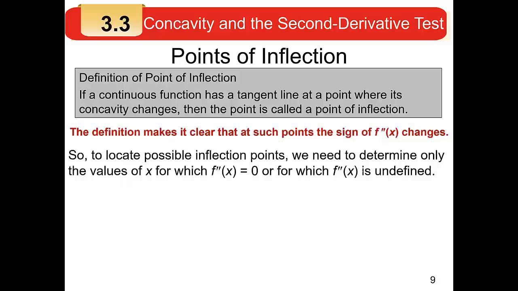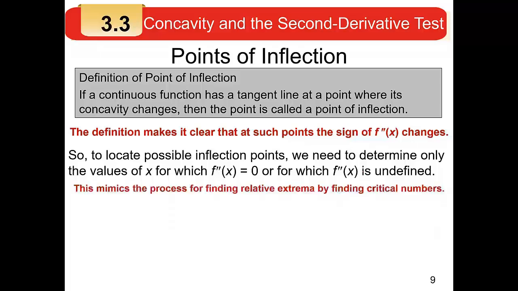So if we want to locate possible inflection points, we need to find only the values of x for which the second derivative is 0 or the second derivative is undefined. We've already practiced that. I just want to emphasize that this is what we're doing, and that it mimics what we did for finding relative extrema and critical numbers.